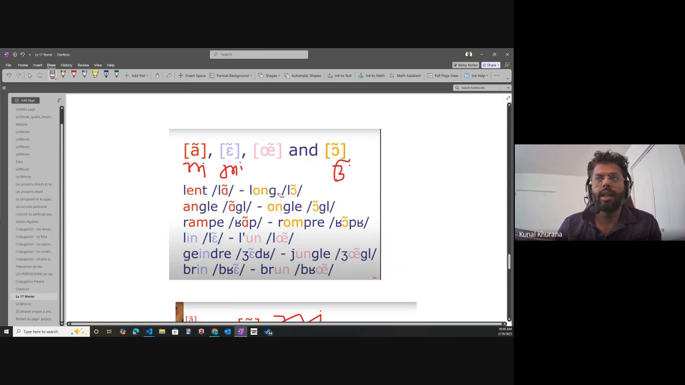But there are two words in each line. So first line we have la and long. Second one it's angle, ongle, ramp, romp, la, la, genre, jongle, bras, bras. Okay. Go ahead, please.